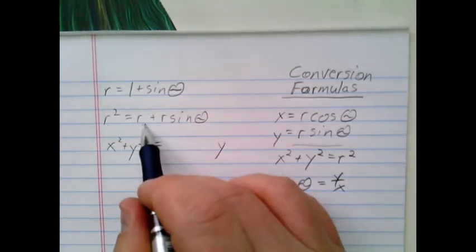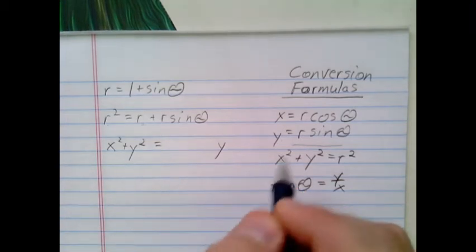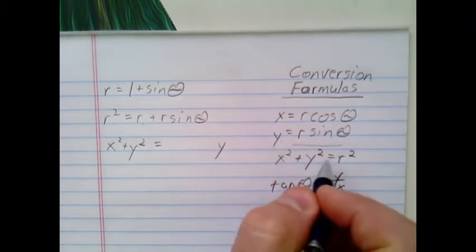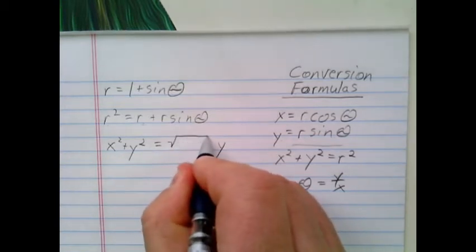But then this is a little tricky here. What do we do with an r? Well, I guess I could say r is the square root of x squared plus y squared. So we'll slip that in.